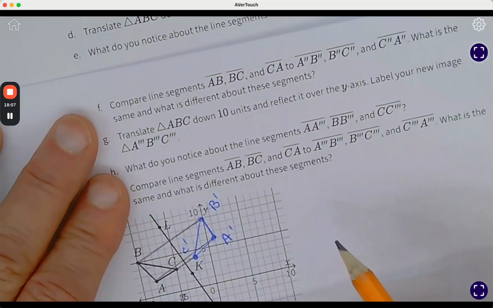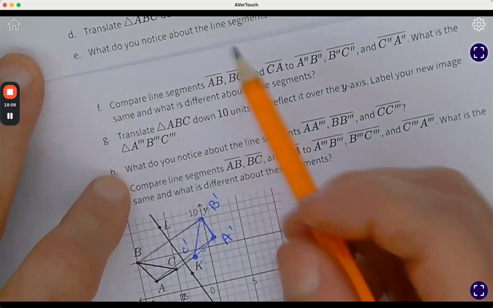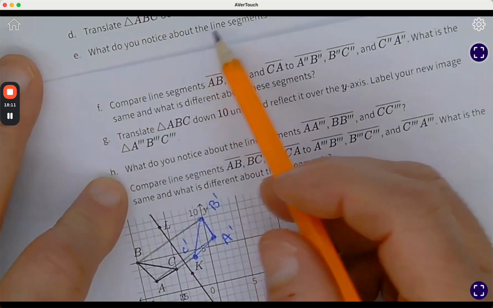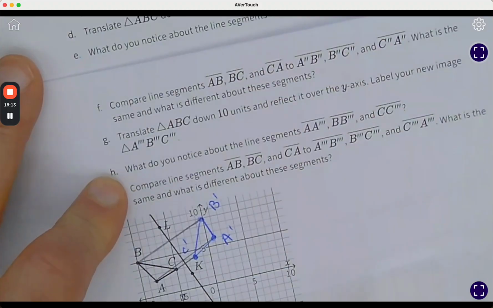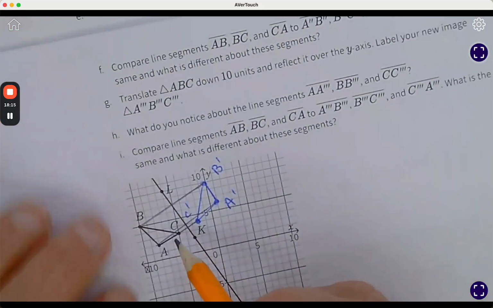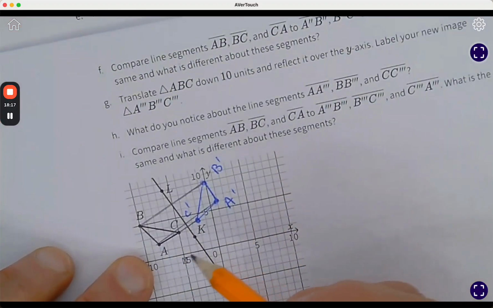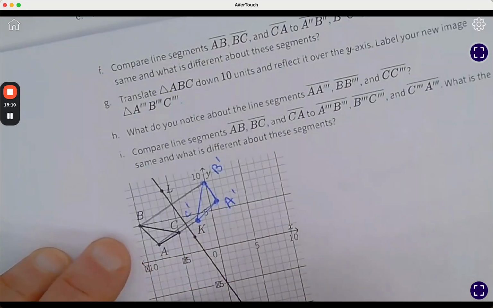All right? Okay. Translate ABC down 8 units and right 10. Okay, so I'm going to go here. Down 8, right 10. So down 8. Right 10. That would be A double prime.